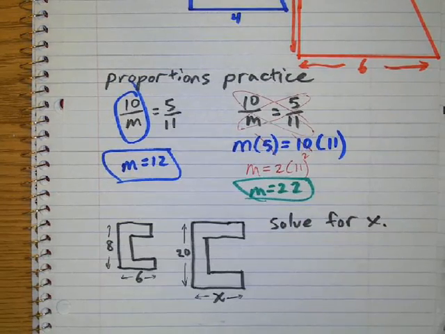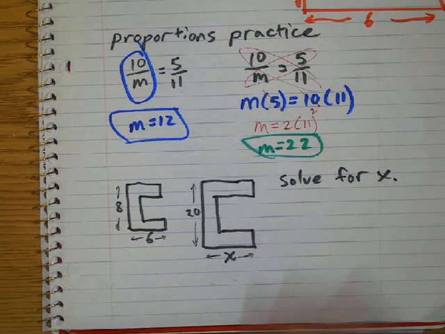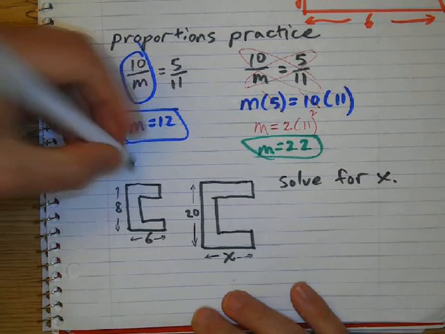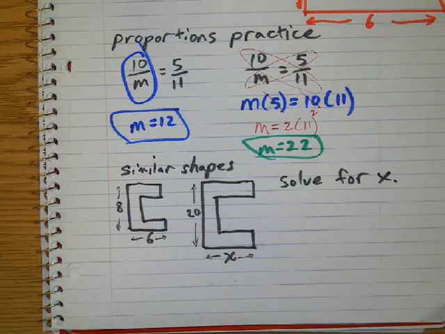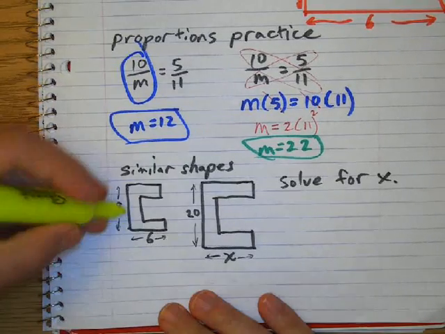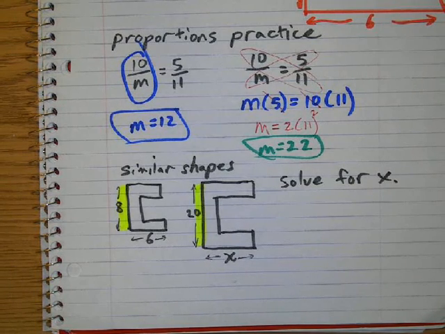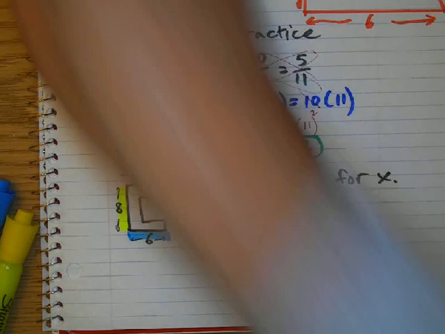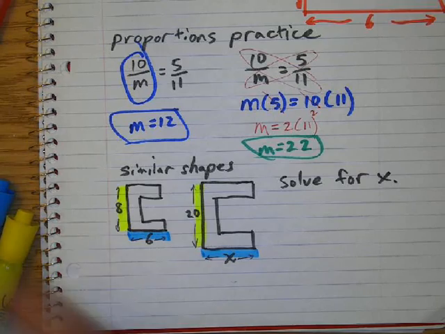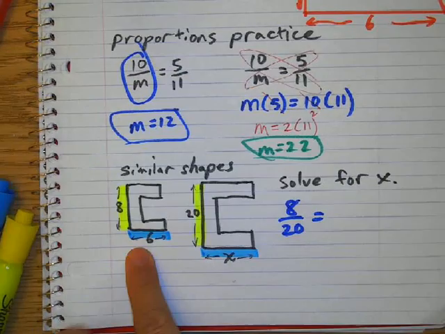Okay, the next one is not going to be quite so straightforward, and you have to use a calculator. So if these are similar shapes, then the ratio of this side here and this side here should be equal, and the ratio of this side here and this side here should be equal. So let's set up our ratios. So I can say that 8 over 20 should be equal to 6 over x.